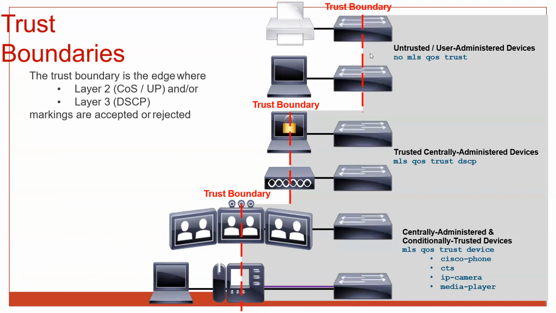So very easy, from the diagram we can understand that there are places where we can make our switches. You can see that on top, the switch is connected with a printer, and the switch is connected with a laptop. So you can define the trust boundary. You can say no MLS QoS trust, untrusted, which means you can define the trust boundary at the switch level.